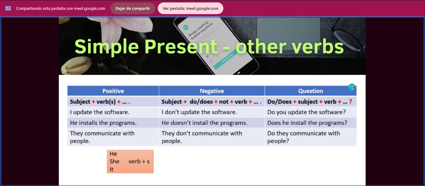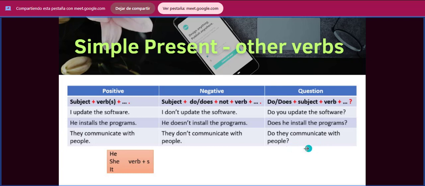And for the question, one more time, we will need to make inversion. In this case, the inversion will be between the auxiliary and the subject. So we'll place first the auxiliary, then the subject, and then the verb. And again, we don't need to add the s to the verb, because if it's he, she, it, we will use does, which already has the s. So we will say, do you update the software? Or does he install the programs? Do they communicate with people?